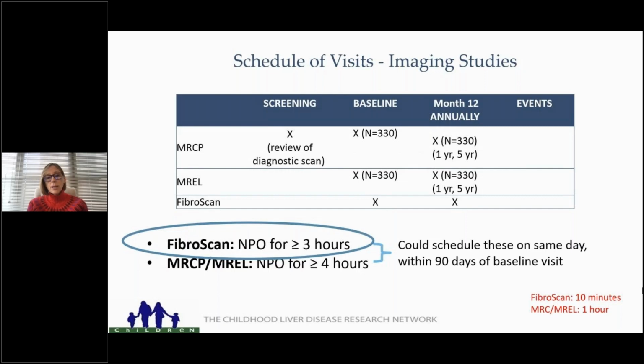So there's different ways of getting this done. I'd like to hear, when are the fiber scans being done? Are you guys getting them mainly in clinic?